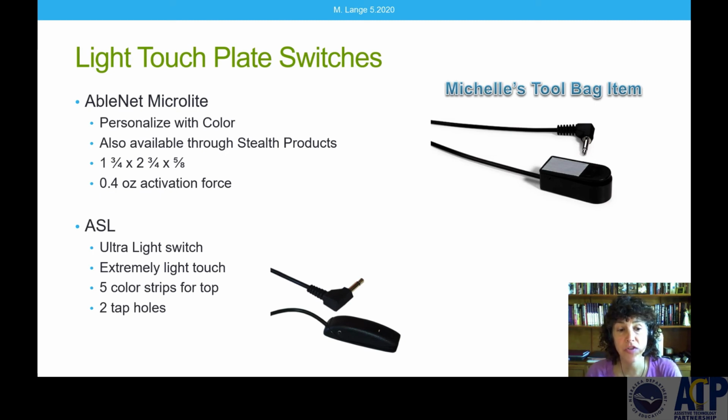And on the bottom, we have a switch from ASL, Adaptive Switch Labs. They mostly have electrical switches, but they do have this mechanical switch called the Ultralight. And it's very light touch, though I am not sure what the exact activation force is. I find it's not quite as sensitive as the Microlight, but very, very close. The unique thing about this switch is its shape. Since it's contoured, the client doesn't have to lift a finger up and over that rather chunky profile of the Microlight. Instead, they can more readily activate this little Ultralight. Both of these switches have tap holes on the bottom for mounting.